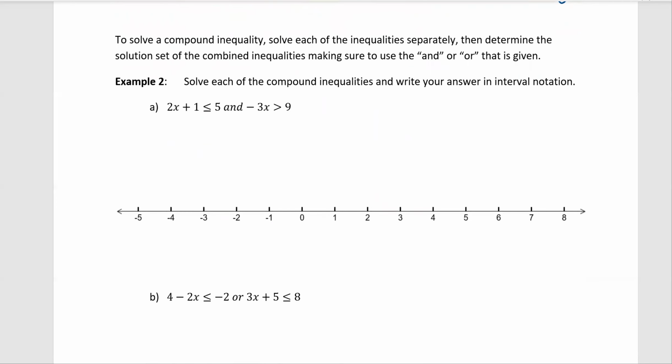To solve a compound inequality, solve each of the inequalities separately, then determine the solution set of the combined inequalities, making sure to use the word and or or that is given. Example 2, solve each of the compound inequalities and write your answer in interval notation. So we'll subtract 1 from both sides. Divide both sides by 2. X is less than or equal to 2.